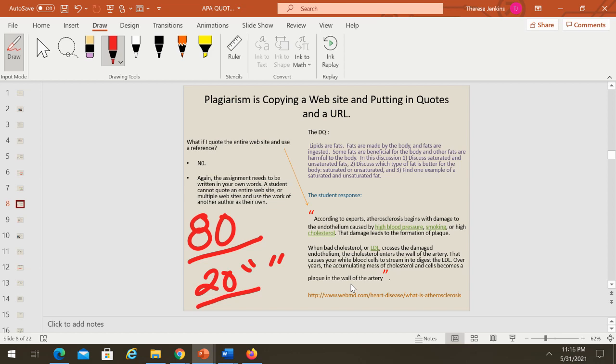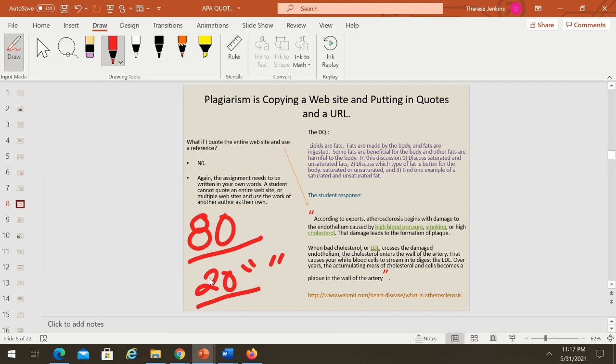Okay, so the student decides, okay, now I'm going to outsmart my teacher and I'm going to put in quotes. Now, it is true that any words that you are taking from a book or a website need to be quoted. However, you cannot use an entire quote for your answer, okay? And the reason being is that you have to have writing in your own words. So there is the 80-20 rule, which is why I wrote 80-20 on this slide. 80% of the paper needs to be in your own words, and only up to 20% can be quoted.